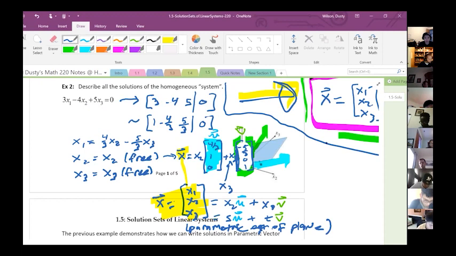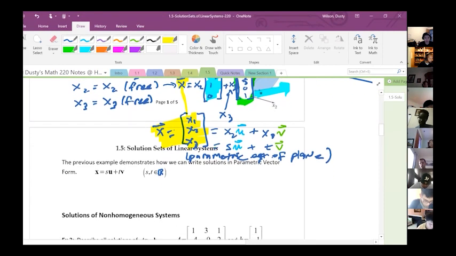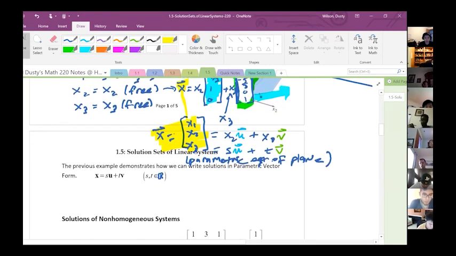I think I'm a little bit ahead of myself. I think this is described below right here. The previous example demonstrates how we can write solutions in parametric vector form. So you have x equal to su plus tv. Again, this is the parametric equation of a plane.